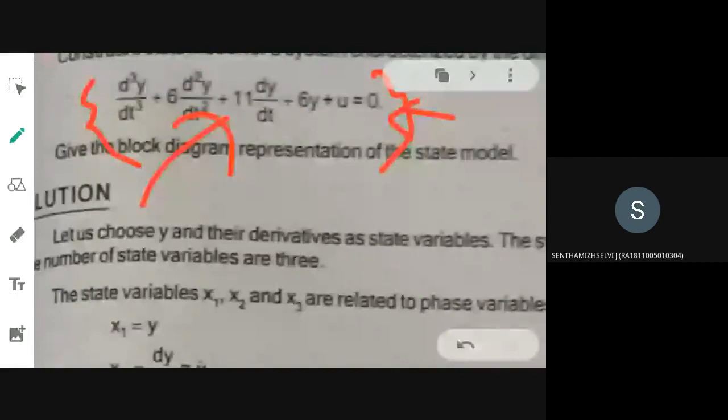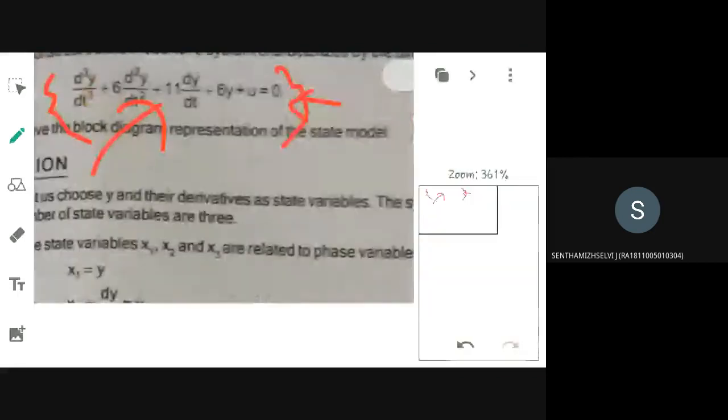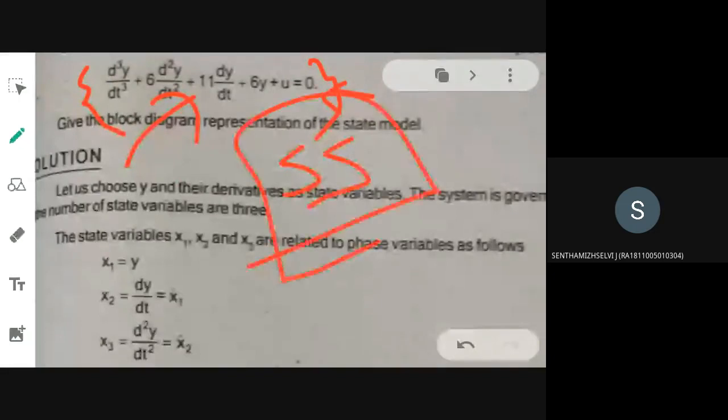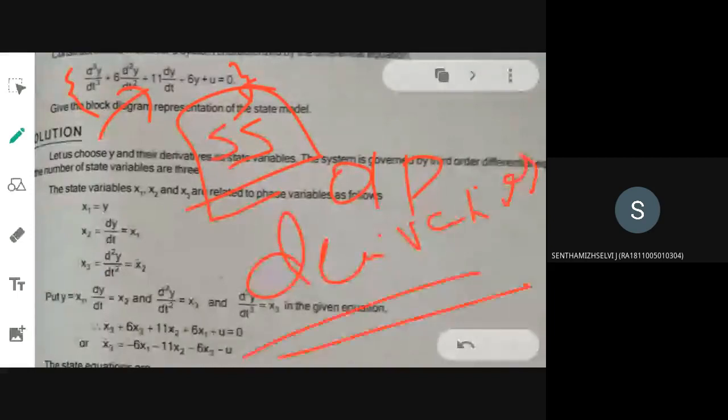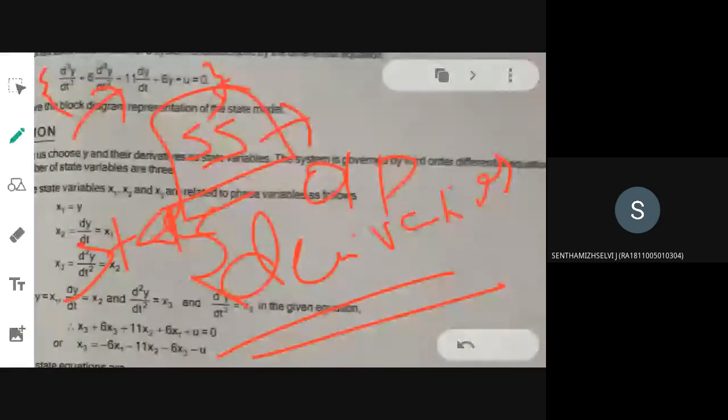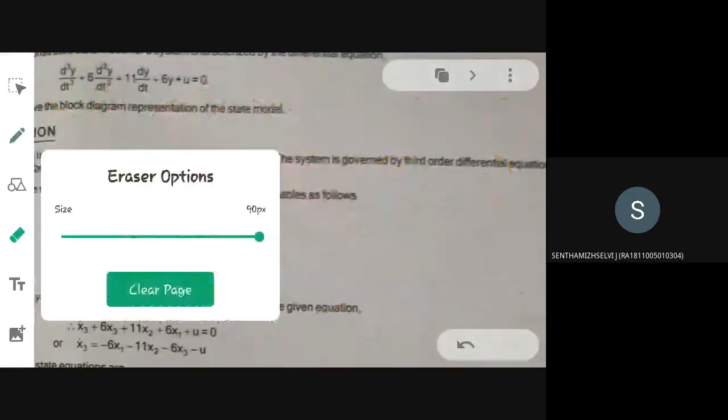If this is the case, if they are asking you to obtain the state model, then what you need to do is consider the output and its derivatives. If you take the output and derivatives as state variables, then that will be called a state space model obtained using phase variables. So this I wanted to tell you. Let me skip this. You can solve the problem all on your own.